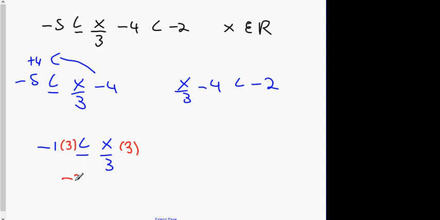Minus 3 is smaller than x. Did I have to change around the sides when I multiplied by 3? What's the reason? We showed it earlier. If you multiply by a positive number, it doesn't affect the sign of the inequality. Does that make sense?